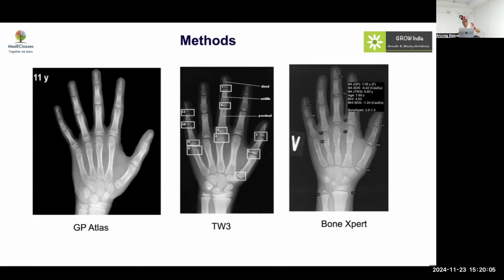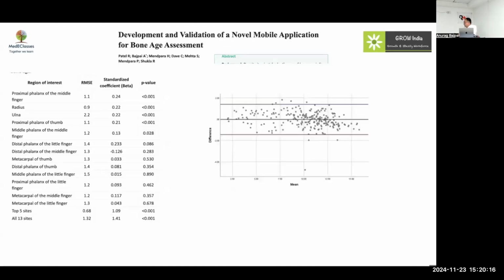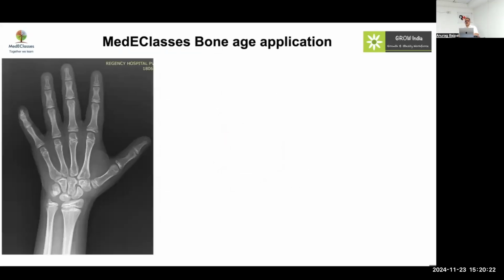And then finally, we have the automated bone expert, which is available. These are limited by their cost as well as the time they take. So we decided to develop a bone age application and validated this using 5 sites, which reduces the time of this test and gives us early results. So this is how you do it.